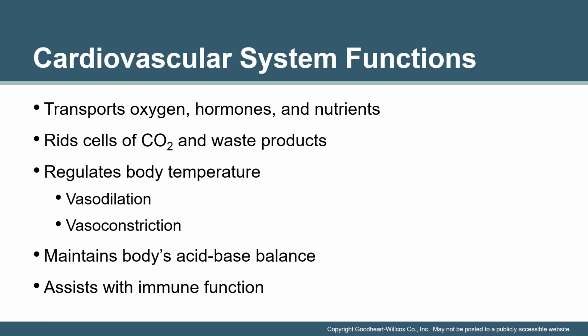It rids the cells of carbon dioxide and waste. It helps regulate body temperature by way of vasodilation and vasoconstriction. Vasodilation is the expansion in the diameter of the vessels. Vasoconstriction is the opposite of that. It's the constriction and the reduction of the diameter of the vessels, or the hoses, or the tubes.